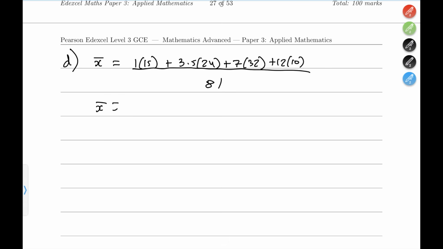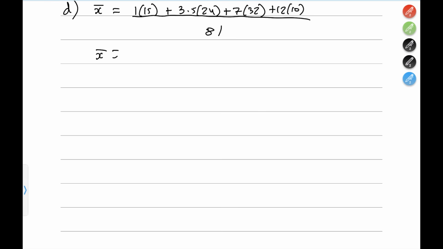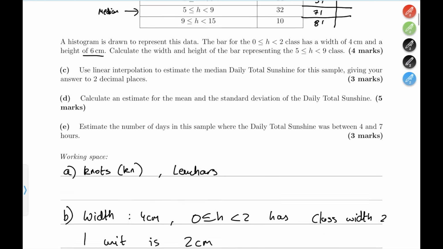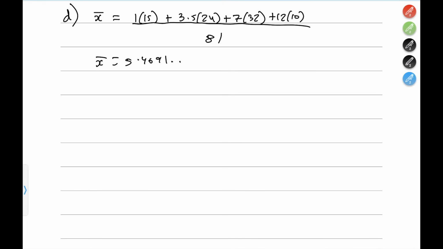And that should give a mean of 5.4691. Let's see again, does it ask for a specific accuracy? It doesn't, so I always go to 3 significant figures if it doesn't give a specific one. So 5.47 hours. Okay, next is, what is the standard deviation?